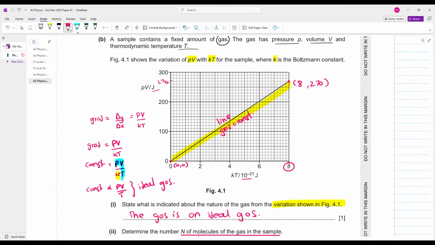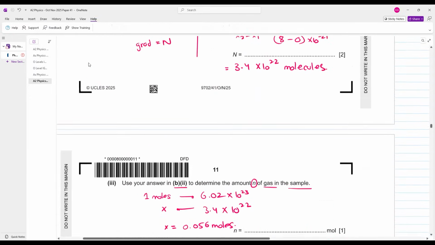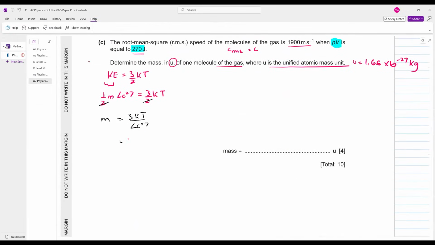8 into 10 raised to the power of minus 21. You can directly plug and play. 3 into 8 into 10 raised to the power of minus 21 divided by c square. What is the value of c? 1900 ka square. Can you calculate the mass? This mass comes out to be 3 into 8 into 10 raised to the power of minus 21.